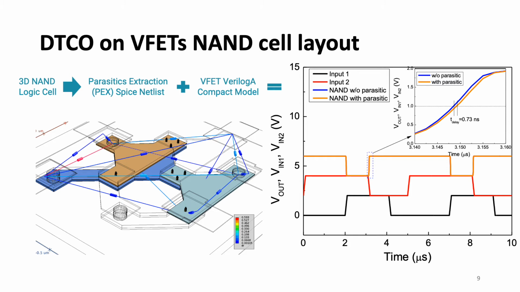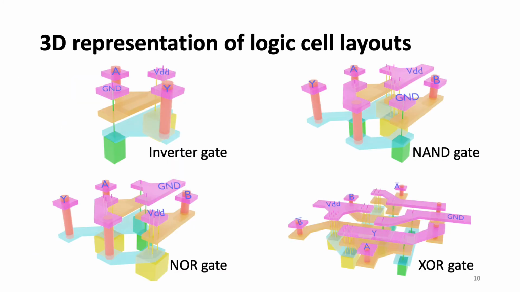The resultant logic circuit simulation with the parasitic netlist, the transistor SPICE model, and the model parameter set yields an additional delay of 0.73 nanoseconds compared to the ideal scenario, that is, when no parasitics are considered. This confirmed that the SPICE-PEX co-simulation method is mandatory when designing more complex 3D logic architecture.